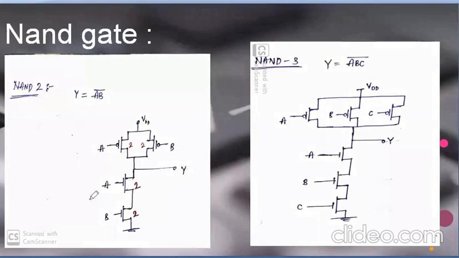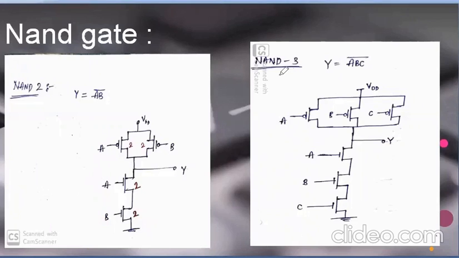This network is known as the pull down network, and this network is known as the pull up network. This network is called the pull up network because when it is turned on, VDD is connected to the output load. When my pull down network is turned on, my output will be discharged using this path, so my output will become 0 and grounded.